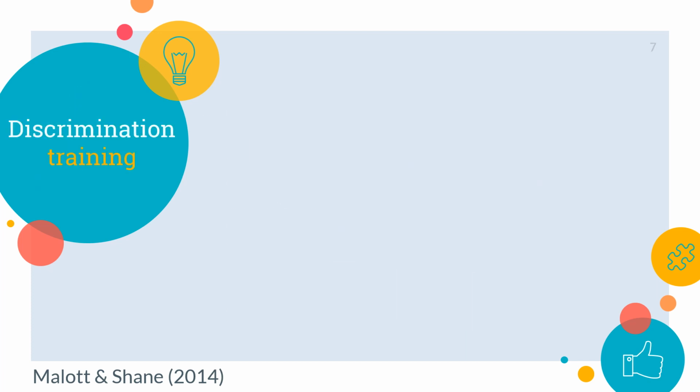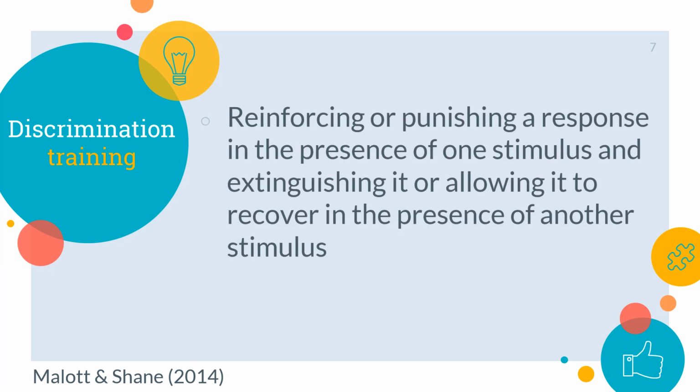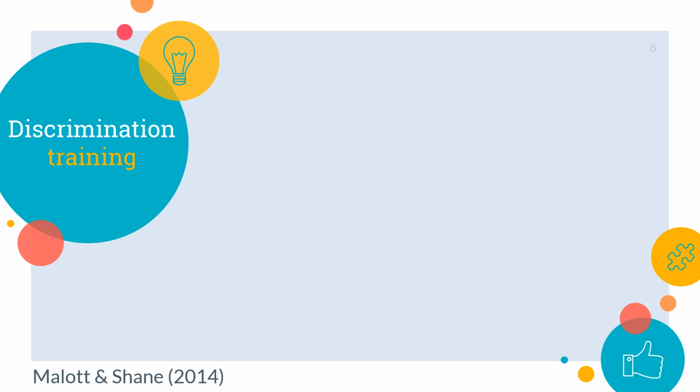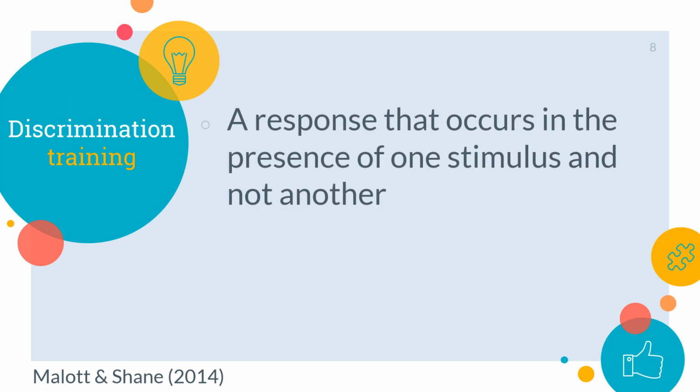In order for stimulus control to occur, discrimination training must take place. Discrimination training is reinforcing or punishing a response in the presence of one stimulus and extinguishing it or allowing it to recover in the presence of another stimulus. Through discrimination training, a response occurs in the presence of one stimulus and not in the presence of another. This is also known as stimulus control.